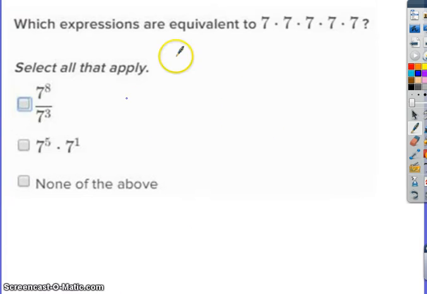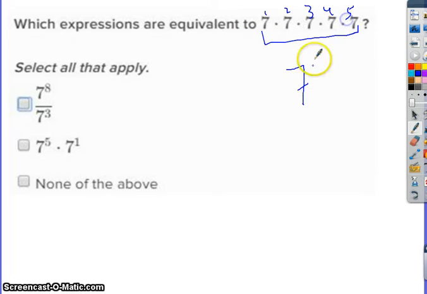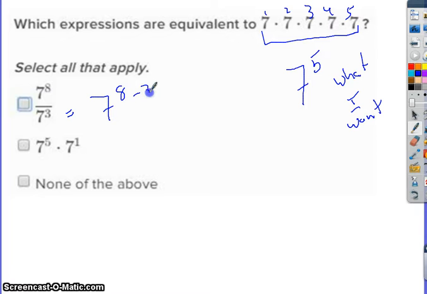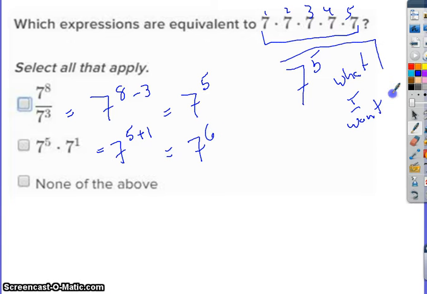Please pause here. Which expressions are equivalent to this thing? This thing is 7 to the 1, 2, 3, 4, 5th power. So that is what I'm looking for. Now, let's see if any of these give me what I want. This one is 7 to the 8 minus 3, which is 7 to the 5th. And then this one is 7 to the 5 plus 1, which is 7 to the 6th. So I wanted 7 to the 5th, and the one that is this.